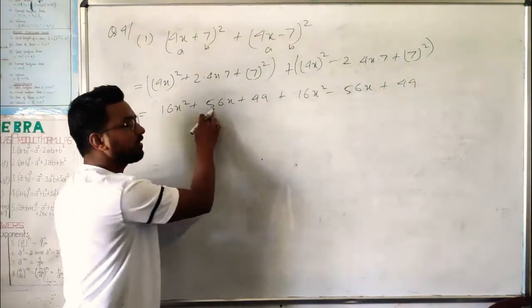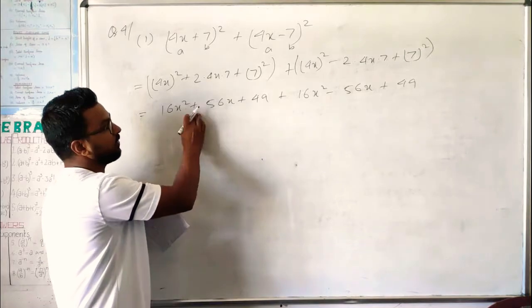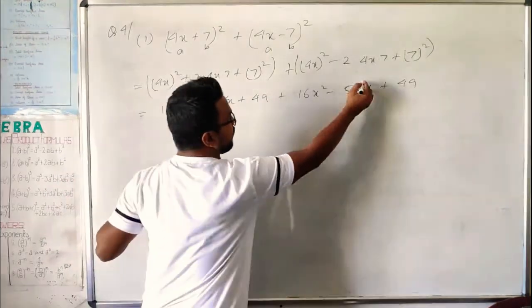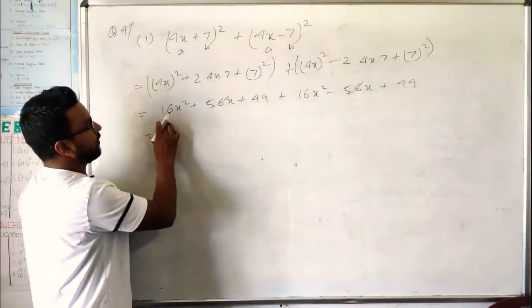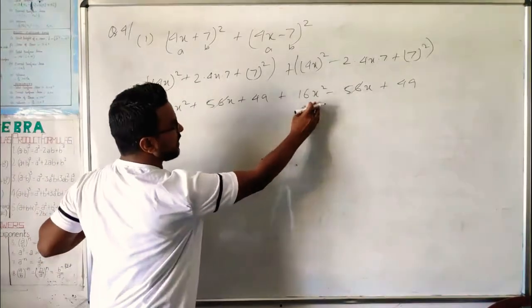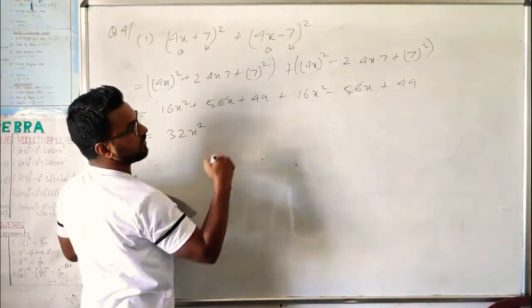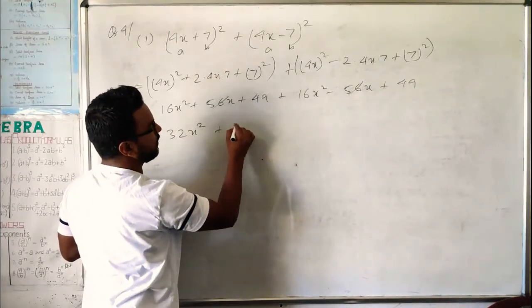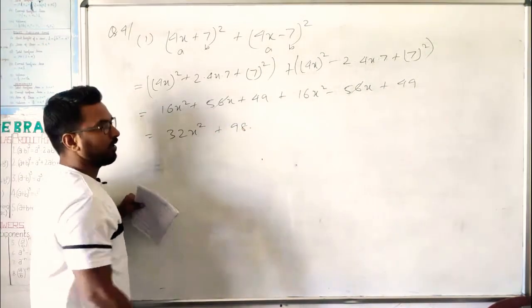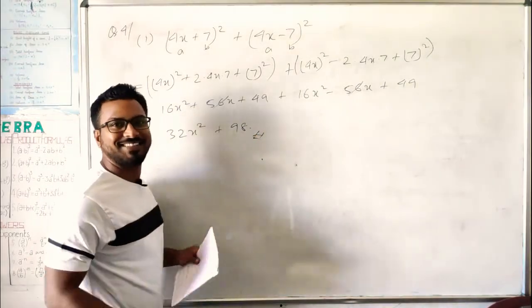Now see, these two are the like terms. We can cancel them. One is plus, one is minus. So if you cancel them, what will remain? 16x square plus 16x square. It will become 32x square. Next, 49 plus 49, that will be 98. Okay, and this is our answer.